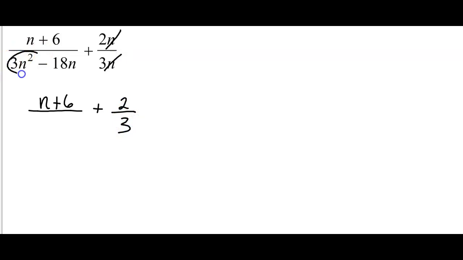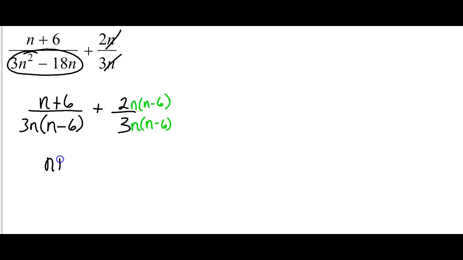Now, for this guy, that is a GCF problem. I can take a 3n out of there, and if I do, that would leave me with n minus 6. Right? Now we need to get a common denominator. So the right side needs an n, and it also needs an n minus 6. Now they both have the same denominator.